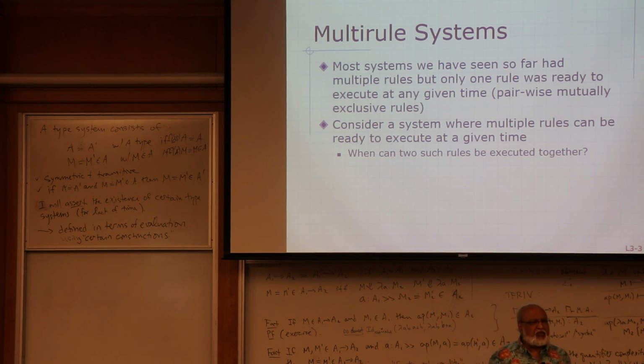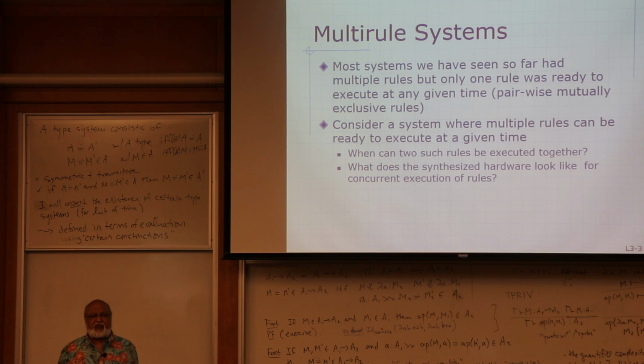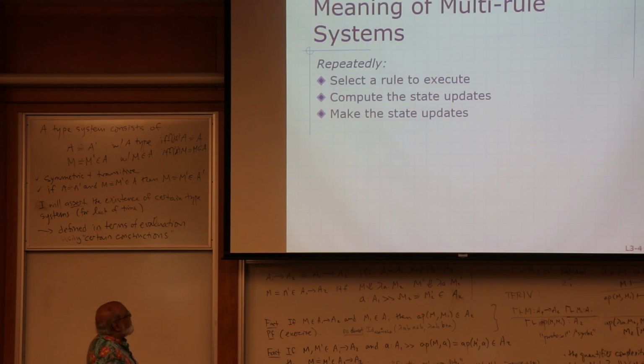And the question we want to ask is, when you have multiple rules which are ready to go, under what conditions can they actually go in parallel? What are the conditions for that? And the second thing we want to know: what does the synthesized hardware look like for concurrent execution of rules? What has changed? What's the new stuff we need in order to implement concurrency properly?